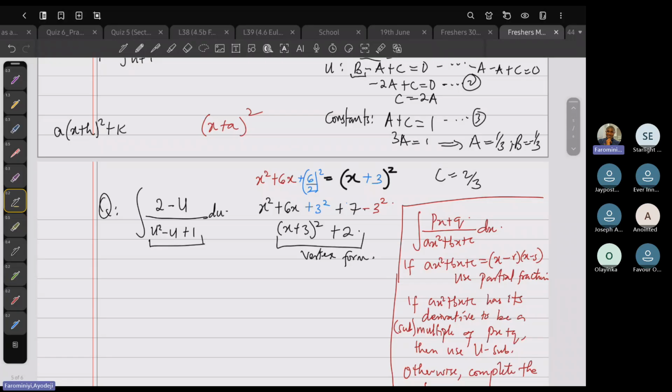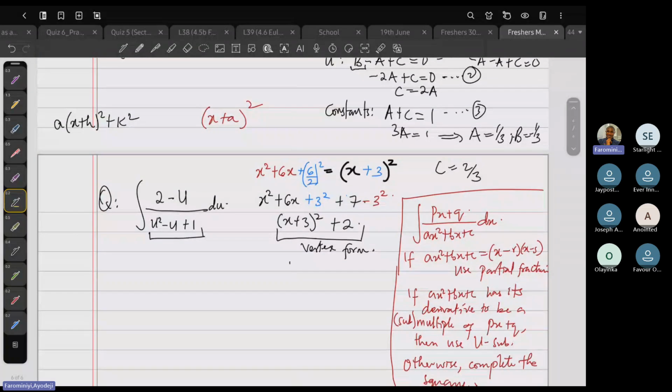So the way to do it is to do what I said here. So let me rewrite it. u squared minus u, then you put the plus 1 here. Are you with me?